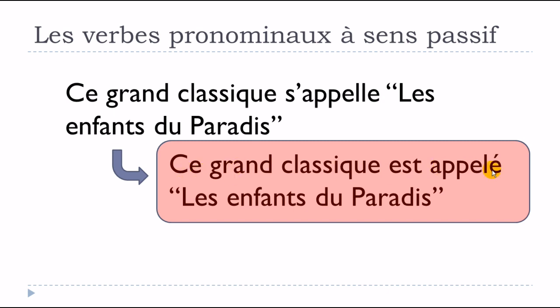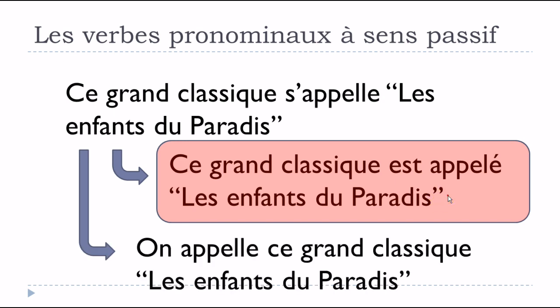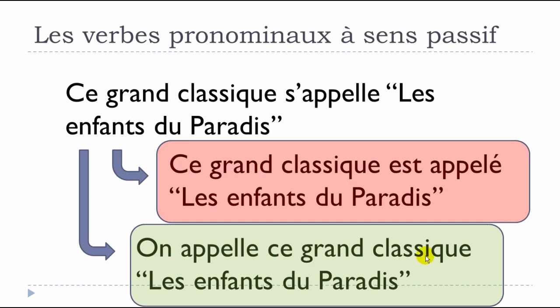So, ce grand classique est appelé Les Enfants du Paradis, so it would be an option, of course, or then it would be possible to use on appelle ce grand classique Les Enfants du Paradis. Okay, and in this situation, you notice quite well that ce grand classique, actually, is not doing the action. Okay, so s'appeler in that case at the present form can be used instead of a passive form, which is quite useful in a way, and it's quite good to remember that it's an option that you have instead of using le passif in some cases, of course, not all the time.